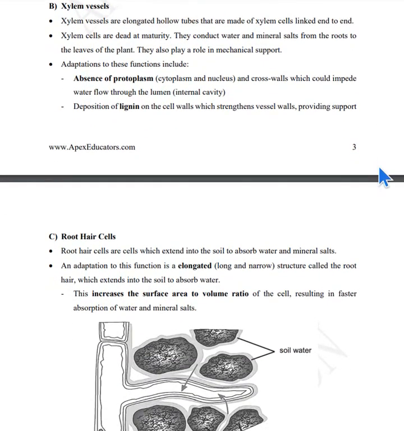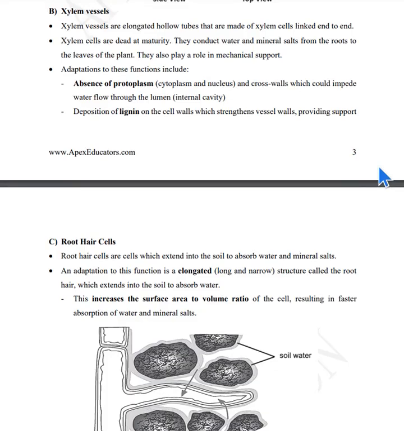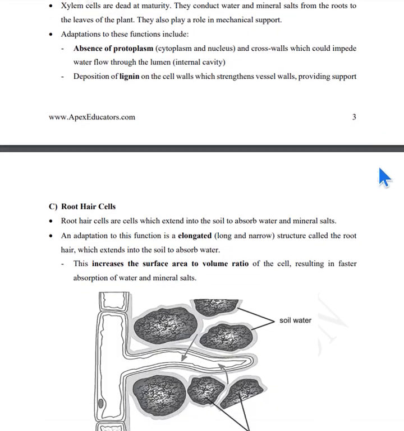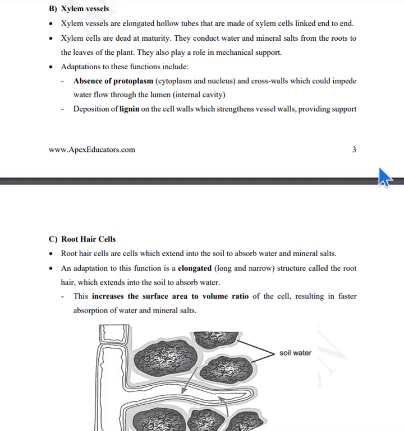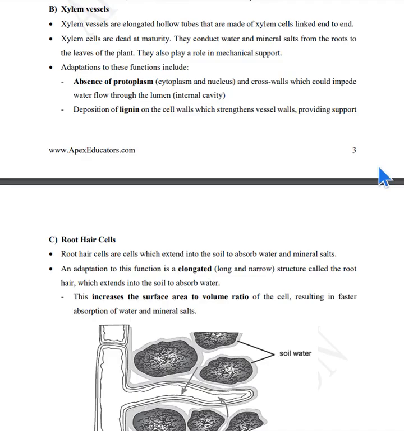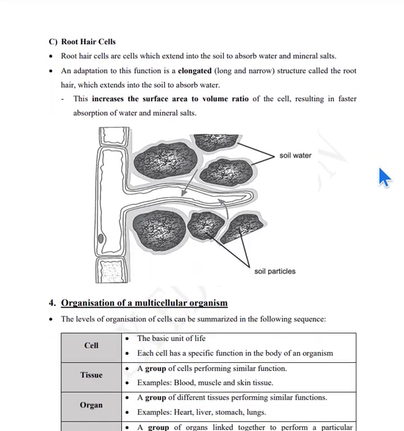For the xylem vessel, you need to tell me that xylem vessels are elongated hollow tubes. They are dead at maturity. The adaptations you don't really need to know. You just need to know that they are elongated hollow tubes, dead at maturity, and that they conduct water and mineral salts from the roots to the leaves of the plant. Please pause the video if you need to revise or read the content, because I'm going quite fast today.